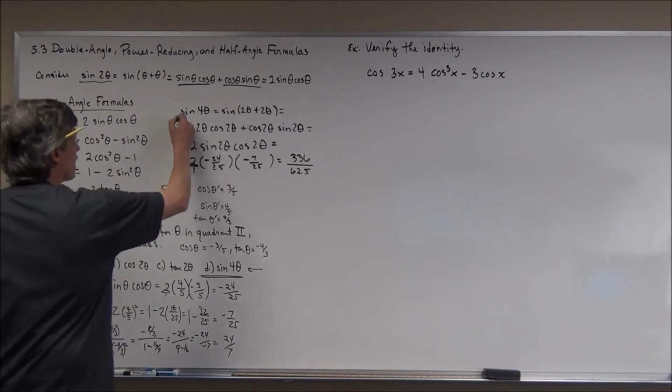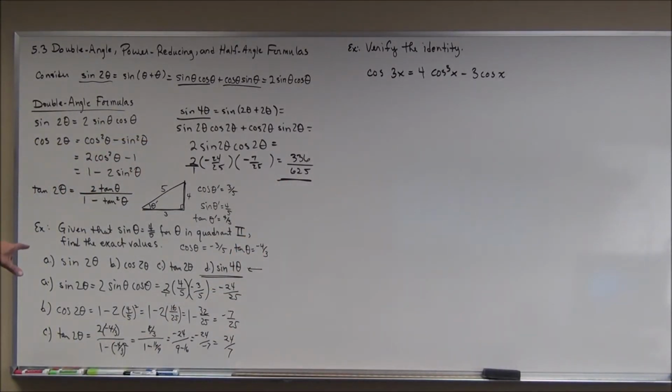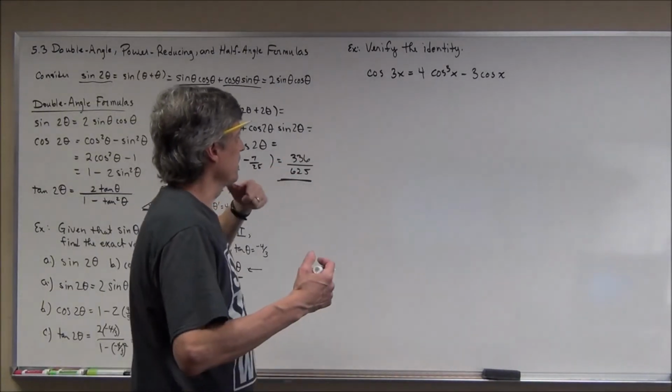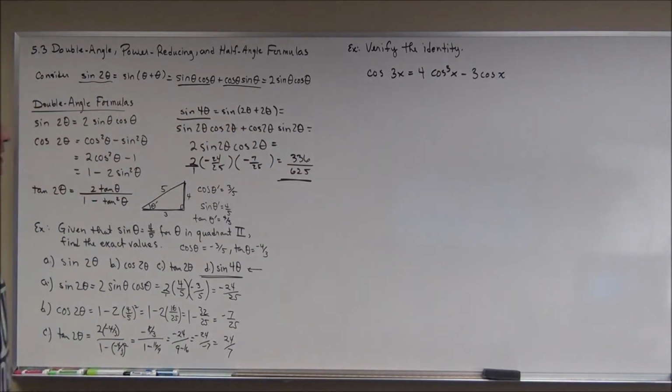And that would be the sine of 4 theta right here. Alright, so you can find these values by applying the double angle. Now we're going to use the double angle, as well as the other formulas that we know up to this point, to verify the identity here.